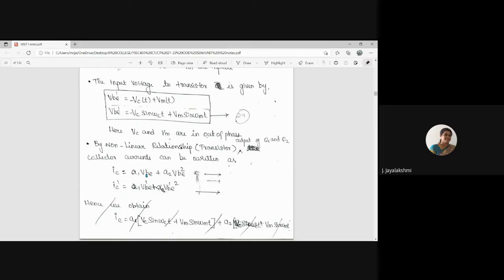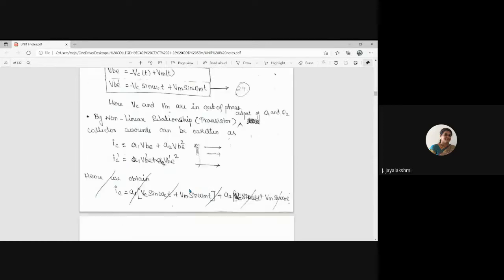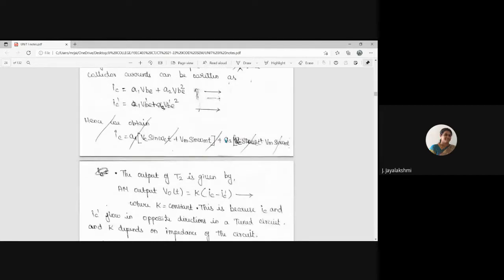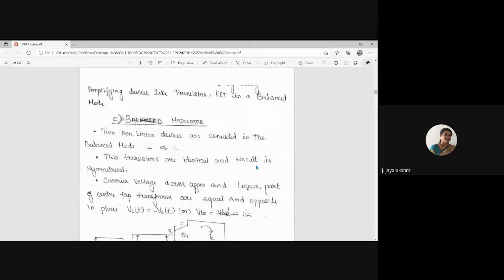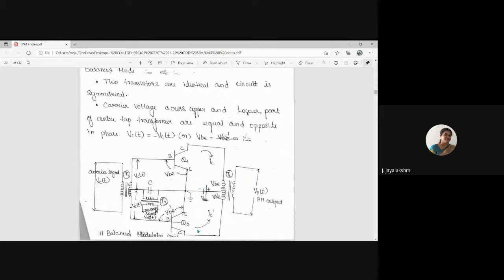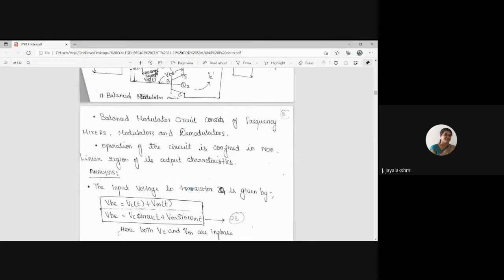It is A1 VBE plus, instead of representing, you can take it as IC and IC dash, or you can take it as IC1 and IC2 due to the first transistor and due to the second transistor. So these are the two collector currents at the first and the second transistor. The output is taken at the transformer 2 and the transformer coefficient. It is IC minus IC dash. So here this one is going to be IC and this is going to be in the opposite direction. Output is IC minus IC dash.